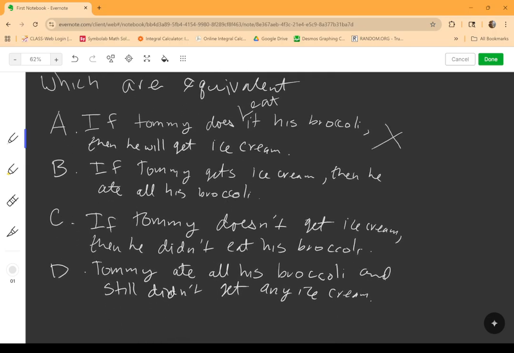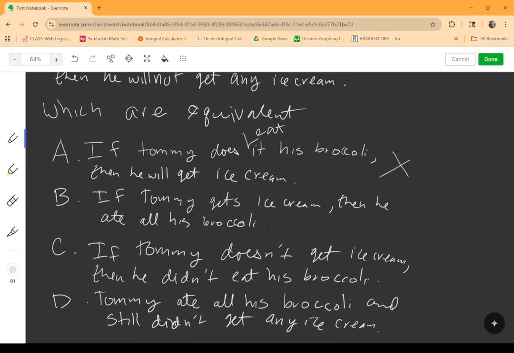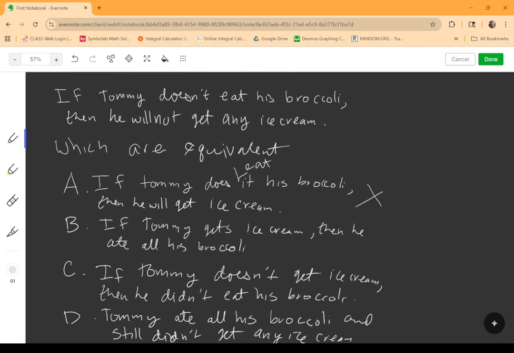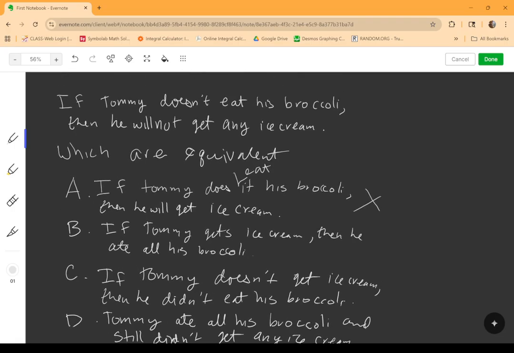If Tommy gets his ice cream, then he ate his broccoli. Now, as it turns out, this one is logically equivalent. As it turns out, this is what's known as a contrapositive, which we'll talk more about, where we negate the conclusion. This was he will not get any, so actually got ice cream. So the implication is that he did, in fact, eat his broccoli. So if the promise is he got ice cream, then he ate his broccoli. That is true, so these are logically equivalent.